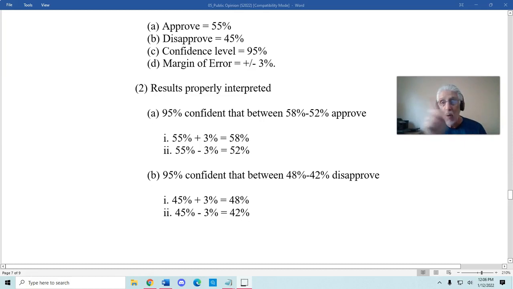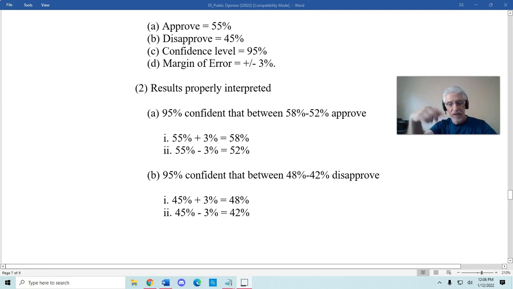Now God will know where it falls in between those two numbers. But as a statistician, as a political scientist, there's no way for us to know. All we can say is that we're 95% confident that somewhere between 58 and 52% approve of the job. And again, the 95% confidence comes from the confidence level. The 58 and the 52 come from adding and subtracting the margin of error.